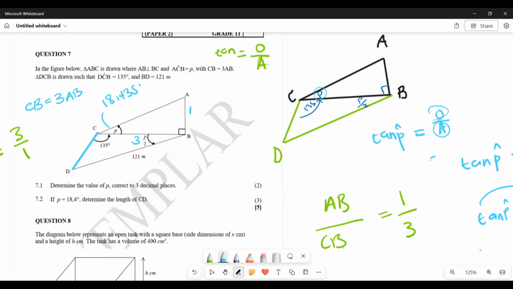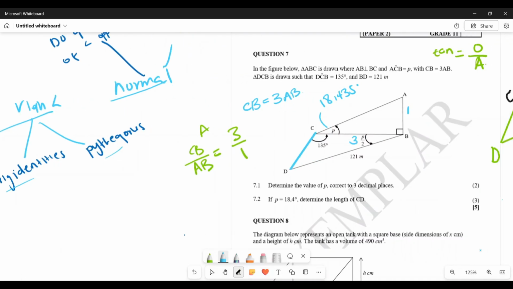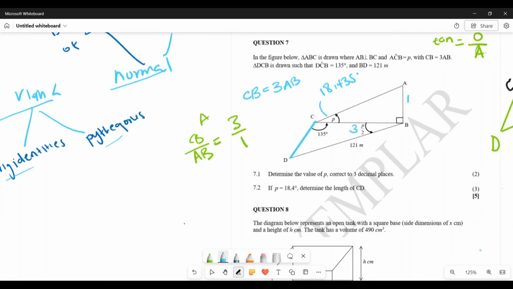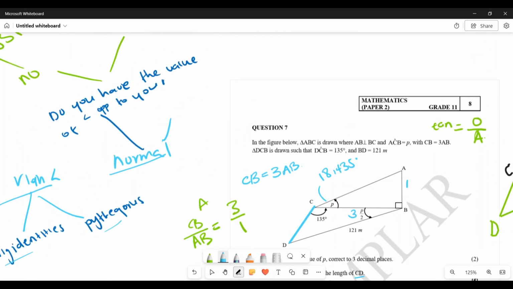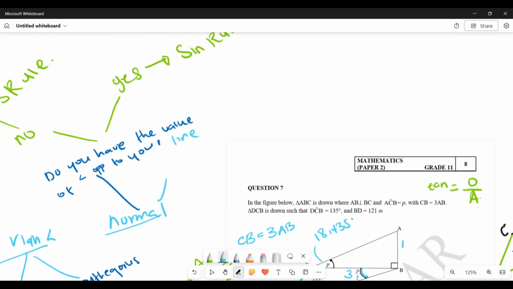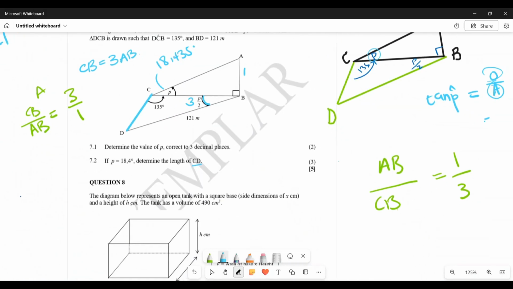Now, CD, what kind of a triangle is it? Is it inside a right angle triangle or a normal triangle? It's inside our normal triangle. Can you see this is not a right angle triangle? Now, as a result, if it's in the normal, what is it that we're trying to determine? We're trying to determine the length of CD. Do we have the angle opposite to CD? Yes, you have this angle B, it's opposite to CD, meaning that we're going to make use of our sine rule. All right. So to solve for this question, we're going to make use of sine rule.